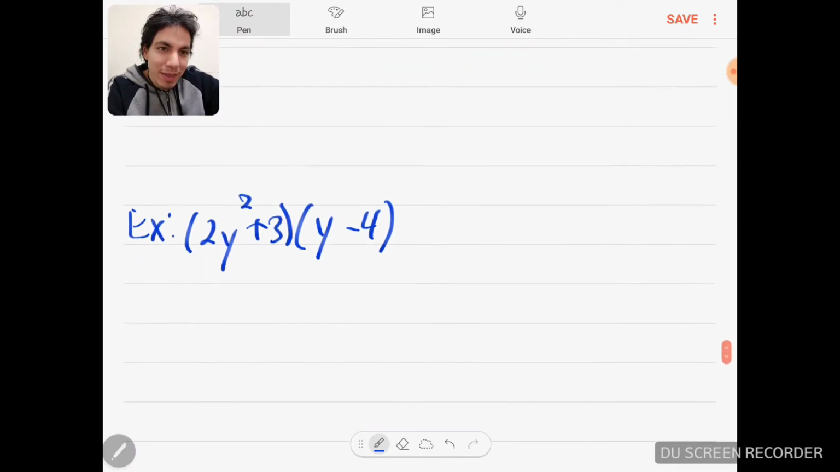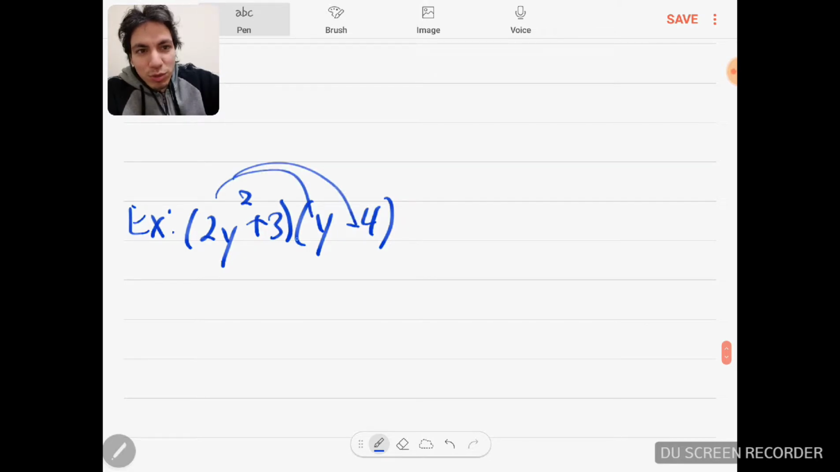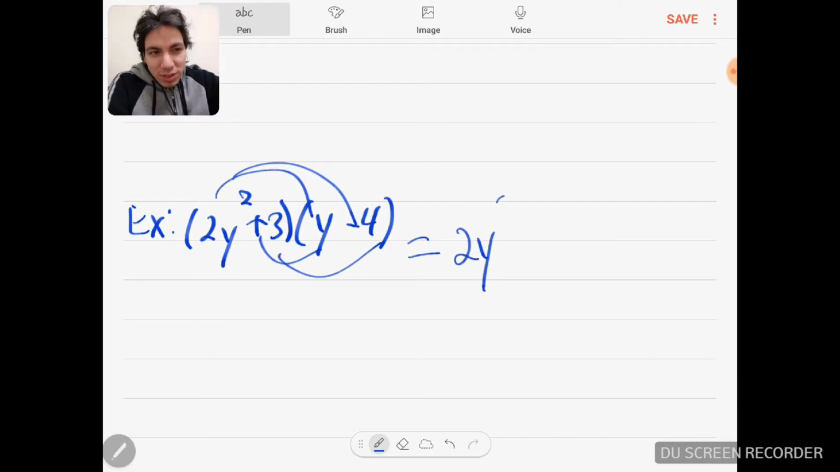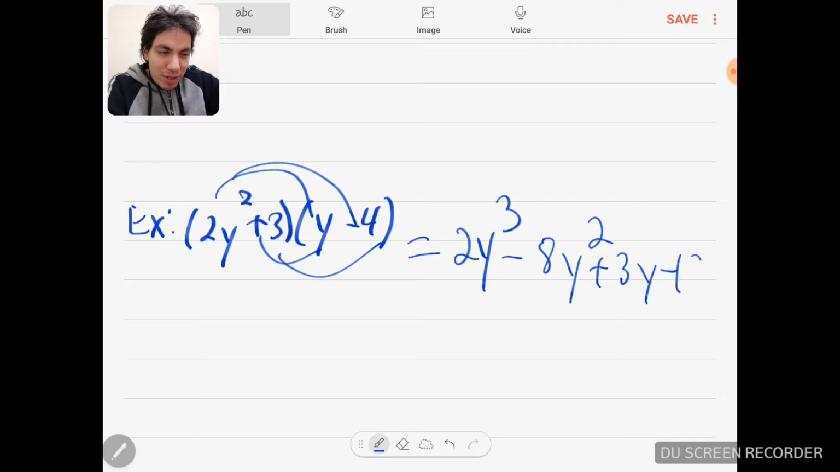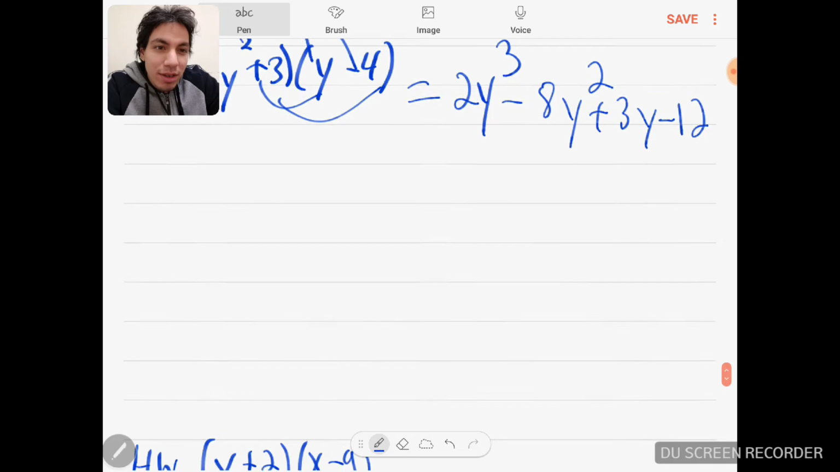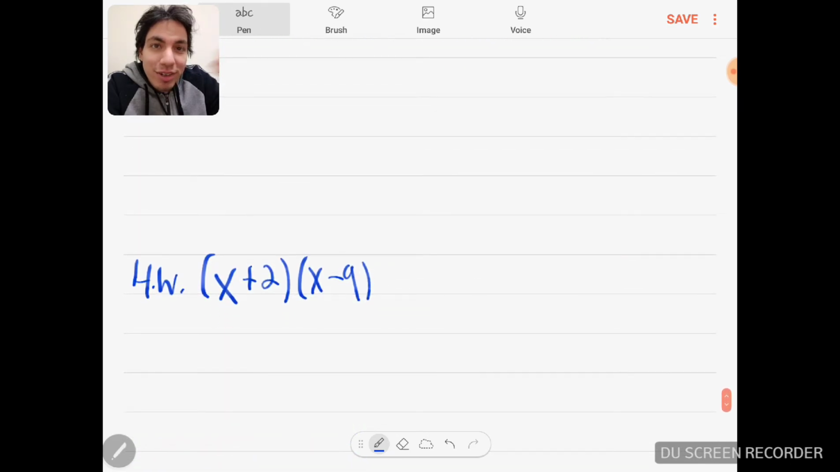Okay? And I believe this should be the last one. We do the same FOIL method. I get 2y to the third minus 8y squared plus 3y minus 12. And again, like our previous example, in our previous example, not this exact last one, but the one before that, there's nothing for me to combine because everything is different. And that is your homework.